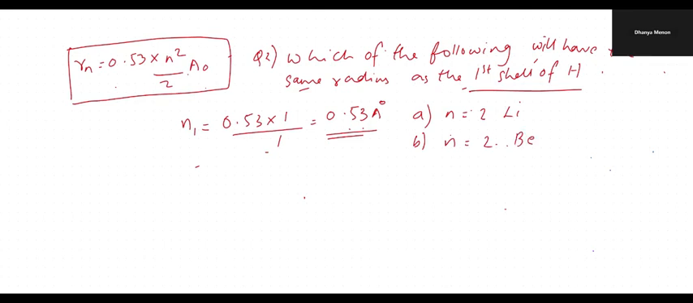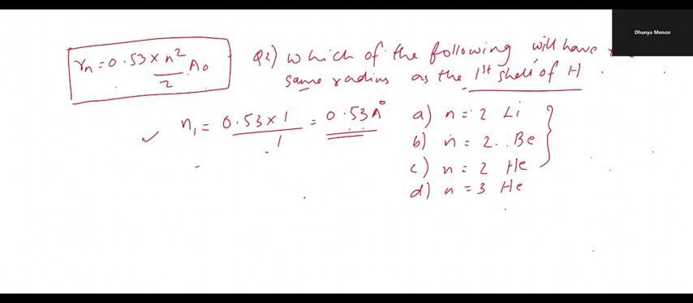Okay. N is equal to 2 helium, and N is equal to 3 helium. Instead of giving this value directly, they have given it as the radius of the first shell of hydrogen. So you have to choose which of them will have the same radius, 0.53 Angstrom.